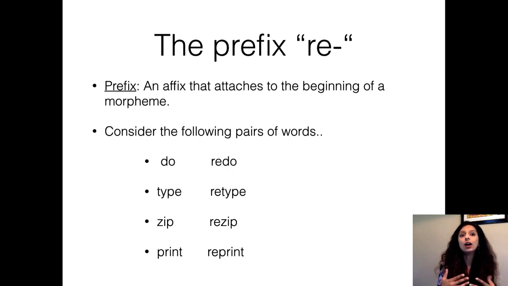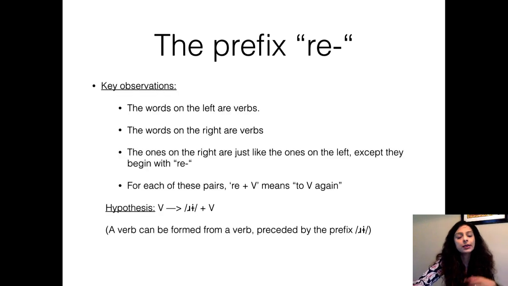Now we've seen a whole lot of suffixes, and now we will move on to prefixes. So with prefixes, remember I told you that the prefixes appear at the beginning of the word. So here are some words on the left-hand side, and these are verbs. And what about the words on the right-hand side? Redo, retype, rezip, reprint. These are also verbs. So you can create the rule that you take a prefix re and attach it to a verb, what you get is a verb, right?